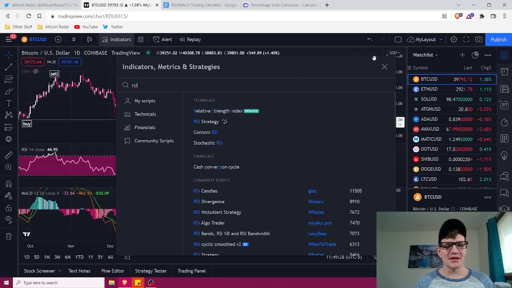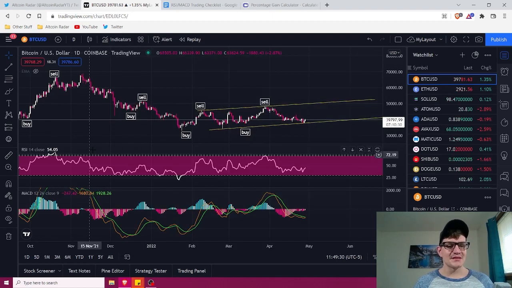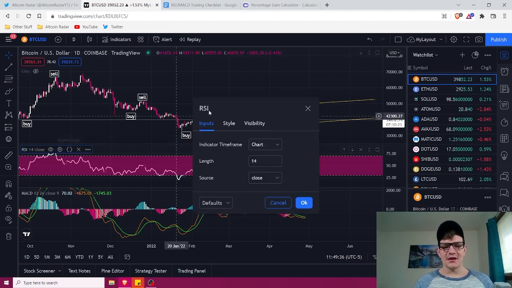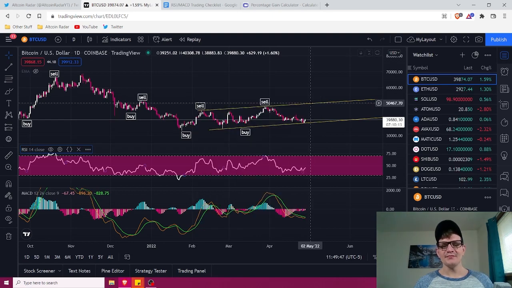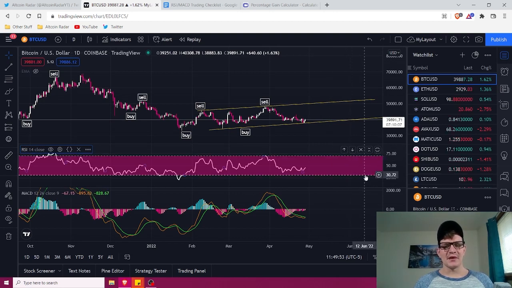So you literally just click it and it will show up right down here. Hover over where it says RSI and click on this gear icon. On the inputs, make sure the length is set to 14. Then click on style and make sure the upper band is 70 and the lower band is set to 30, okay? This is the upper band, set at 70, and this is the lower band, set at 30.